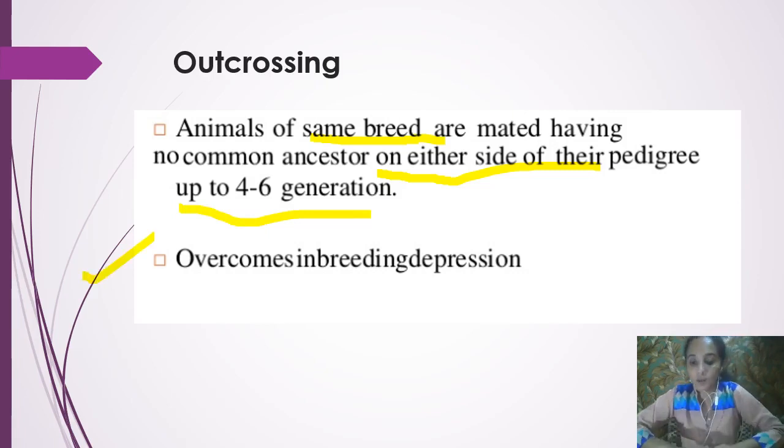It can overcome the inbreeding depression. So that time we told how we can resolve this problem of inbreeding depression, that we can do the outcrossing. Okay, so if you do the outcrossing, we can stop the phenomena of inbreeding depression. Clear? This word is clear?